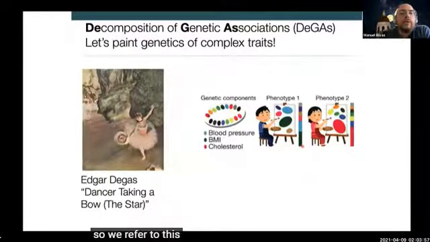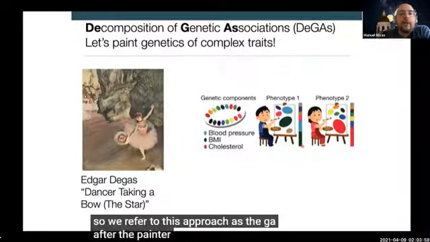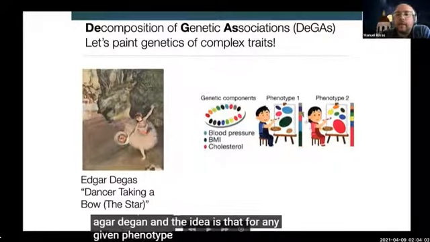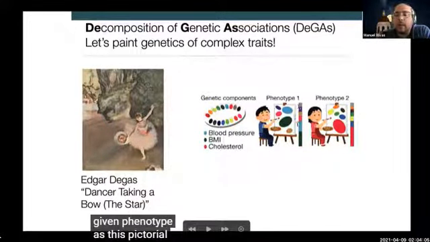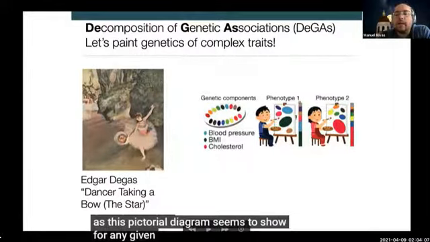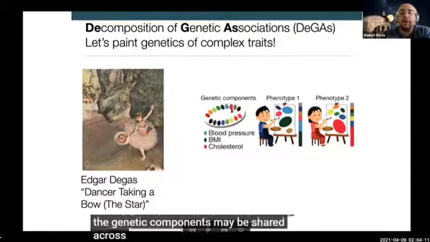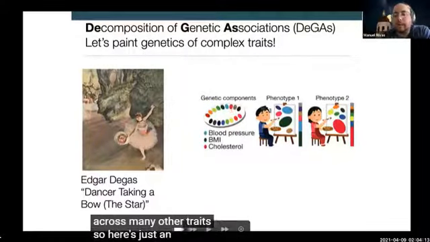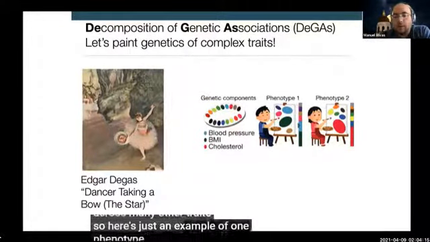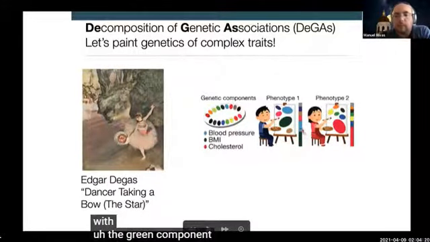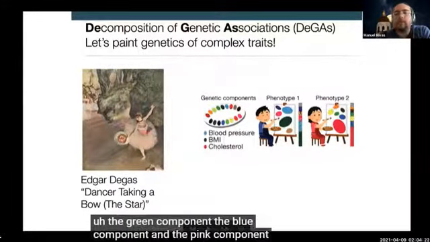So we refer to this approach as Degas, after the painter Edgar Degas. And the idea is that for any given phenotype, as this pictorial diagram seems to show, the genetic components may be shared across many other traits. So here's just an example of one phenotype with genetic components shared with the green component, the blue component, and the pink component, for example.